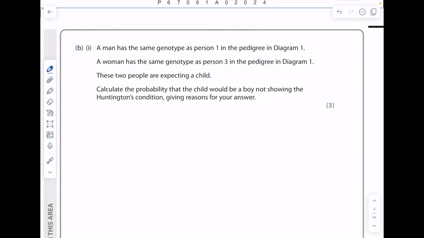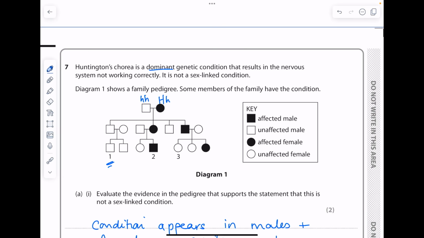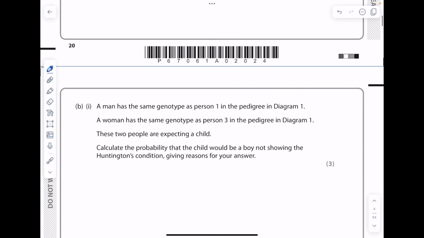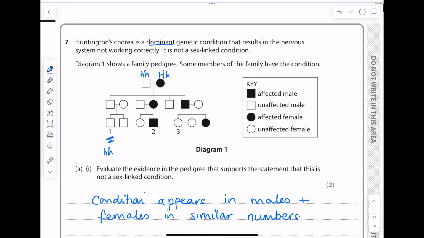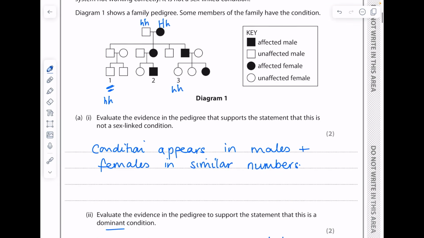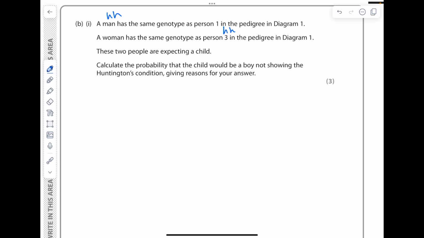A man has the same genotype as person 1 in the pedigree in diagram 1. Let's have a look at person 1. It's that person down here. We know they're unaffected, which means they must be lowercase h, lowercase h. Just making notes to myself. A woman has the same genotype as person 3. Let's look at person 3. Because person 3 is healthy, they must also be lowercase h, lowercase h. These two people are expecting a child.